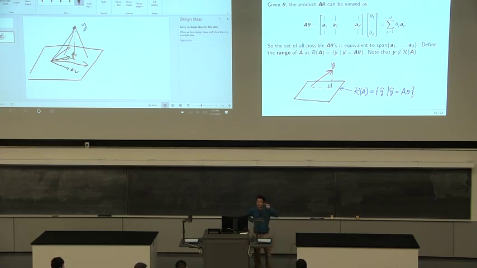Have that picture in mind. That explains what linear regression is. Nothing more than that. It's just this simple picture.